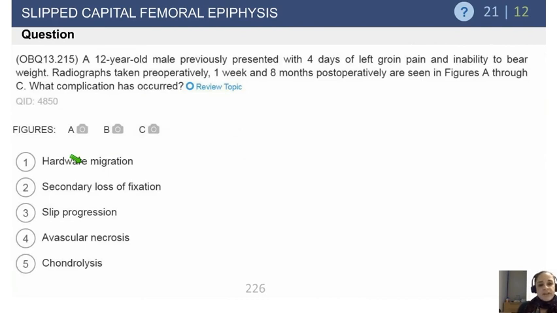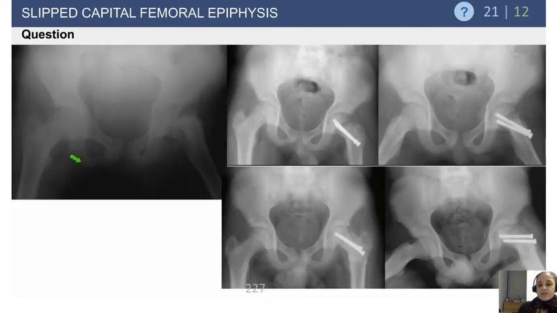So let's go over the next question. 12-year-old male, again, adolescent male, 4 days of groin pain and inability to bear weight. We know that he has a slip because this is the slip section. He's got x-rays from 1 week and then 8 months. And these are his x-rays.